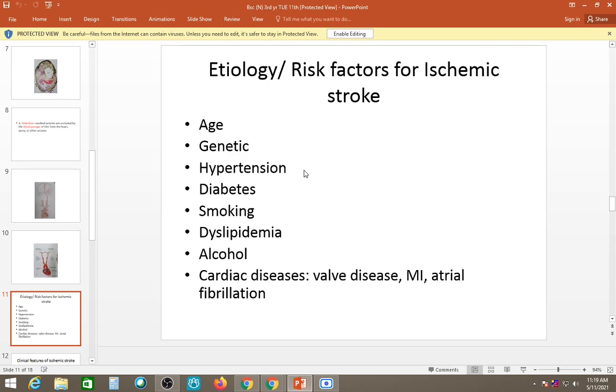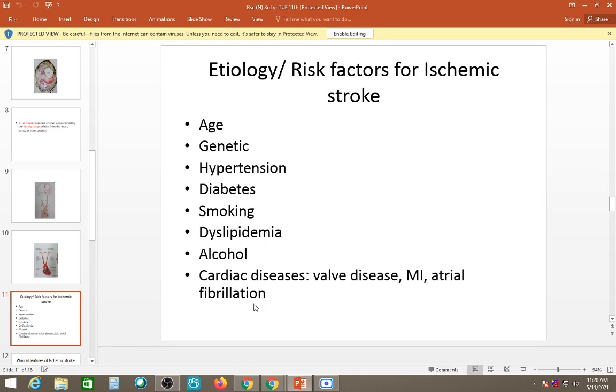That will cause damage to the blood vessels, leading to more collection of fat and platelets inside the blood vessel because of the hypertension. Diabetes can cause stroke. Smoking and dyslipidemia, that means excess cholesterol and high amounts of lipids, can cause stroke by blocking the blood vessel. Alcohol can cause stroke. Cardiac diseases can cause embolic stroke because of disease of the cardiac valve, myocardial infarction, and atrial fibrillation. Atrial fibrillation means irregular beating of the heart. So a blood clot can form in the heart, and that clot can get dislodged and go inside the brain blood vessels to cause blocking of the blood vessel and stroke. So that is the embolic stroke.